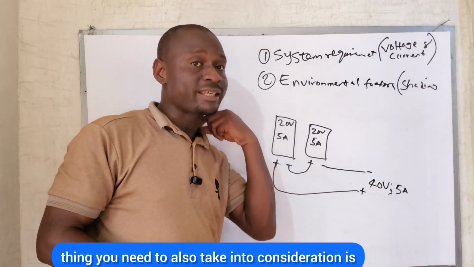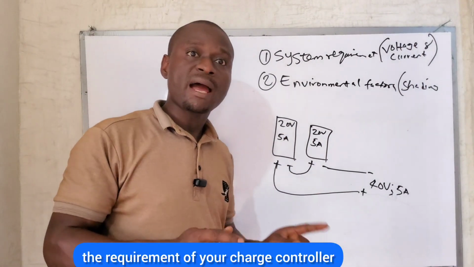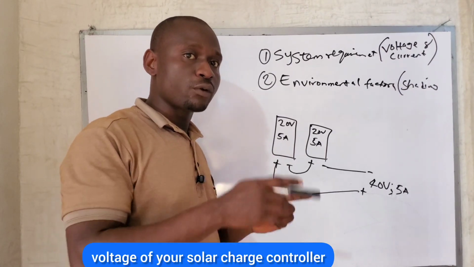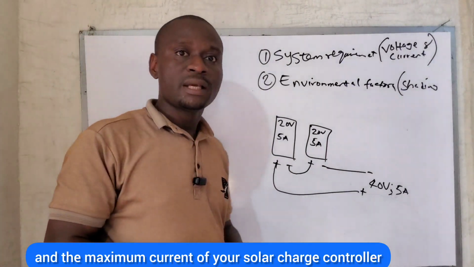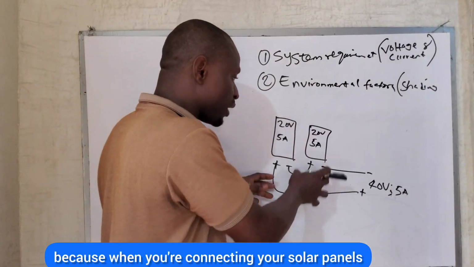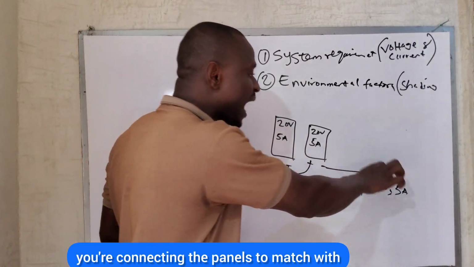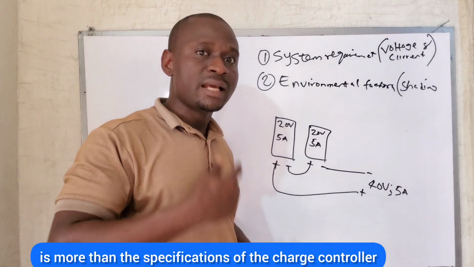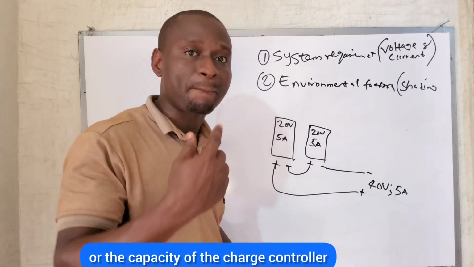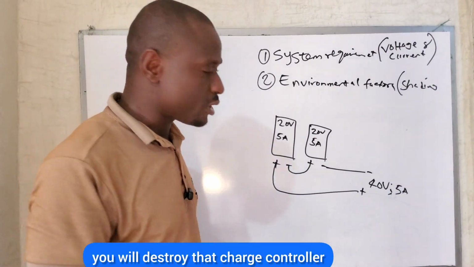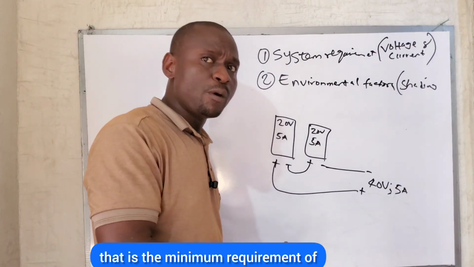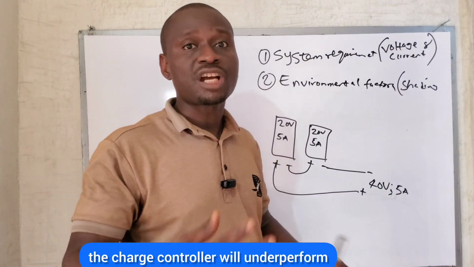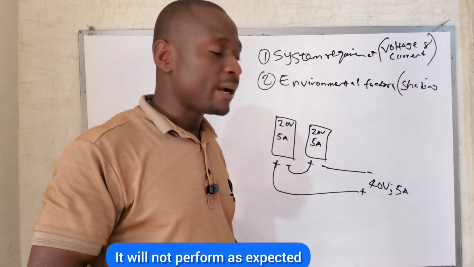Now, another thing you need to also take into consideration is the requirement of your charge controller. You need to look at the maximum PV input voltage of your solar charge controller and the maximum current of your solar charge controller, because when you're connecting your solar panels, you're connecting the panels to match with the parameters of your charge controller. If what you're sending to the charge controller is more than the specifications of the charge controller, or the capacity of the charge controller, you will destroy that charge controller. If it is far below the minimum requirement of that solar charge controller, if you send the current and voltage to that charge controller, the charge controller will underperform. It will not perform as expected.